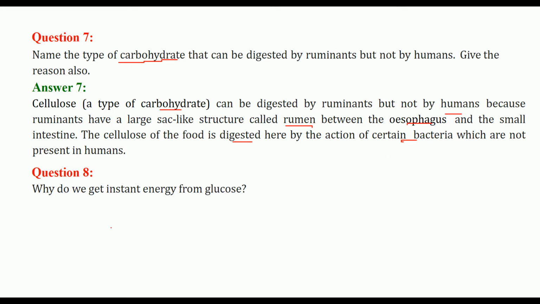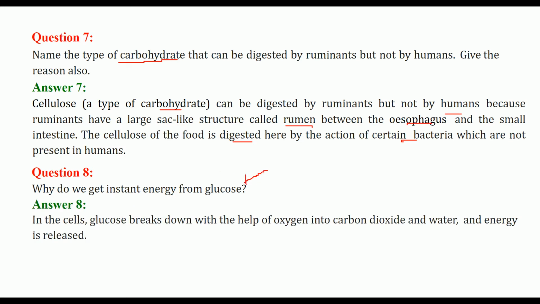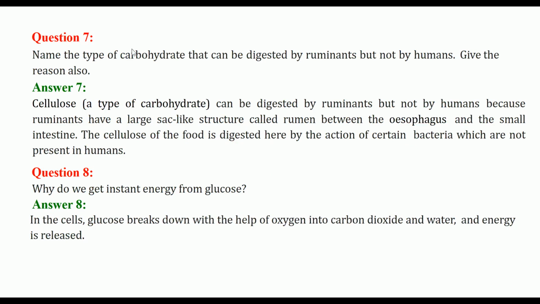Why do we get instant energy from glucose? You might have seen players taking glucose in between. Why? They want instant energy. In the cells, glucose breaks down with the help of oxygen into CO2 and water, and it releases energy. So instant energy is released with glucose.